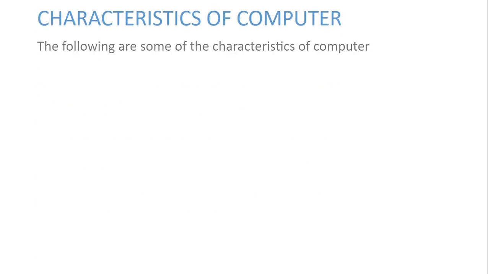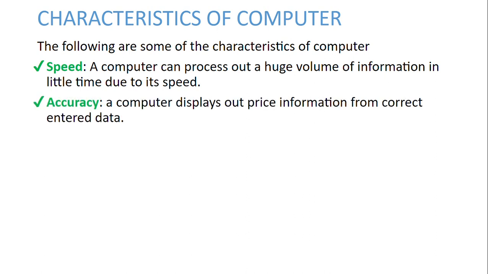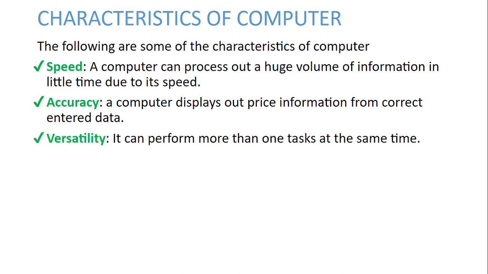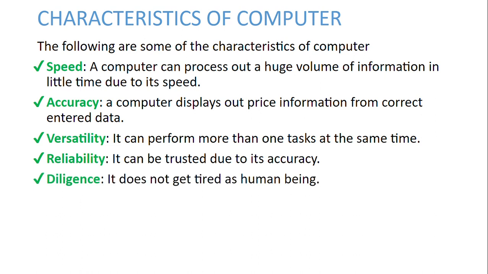So a computer has the following characteristics. Number 1, a computer has a very high speed, to the extent that it can process a huge volume of information. It displays precise information from the correct entered data. It can perform more than one task at the same time. That is versatility. It is reliable, it is trusted due to its accuracy, and lastly it doesn't get tired. That is the characteristic of being diligent.